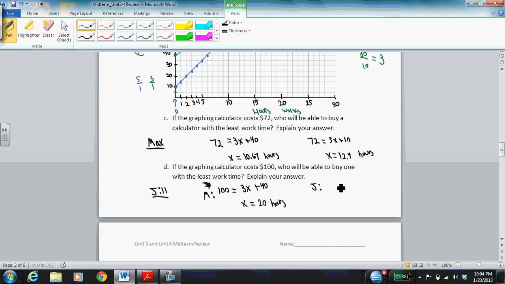that's going to be 100 equals 5x plus 10. 100 minus 10 is 90. 90 divided by 5, that's x equals 90 divided by 5. My mind is drawing a blank. That's 18 hours. So as we said, Jill is faster there.